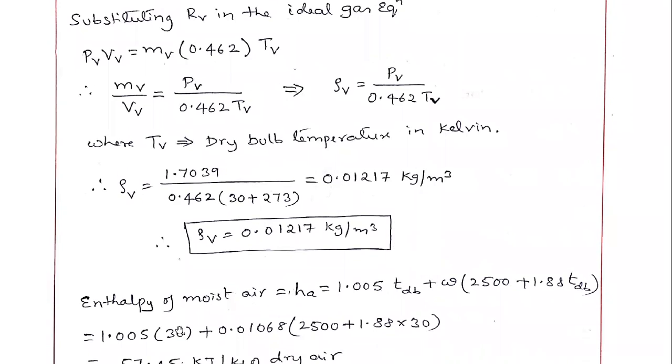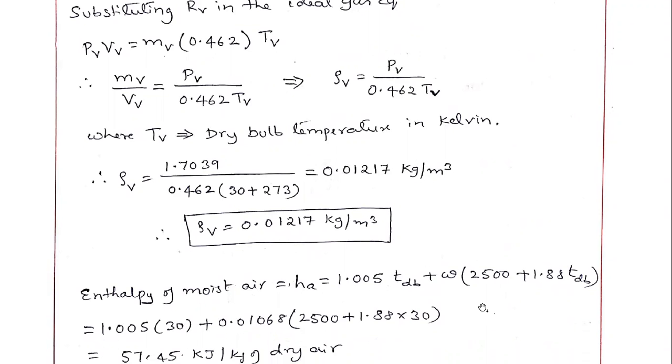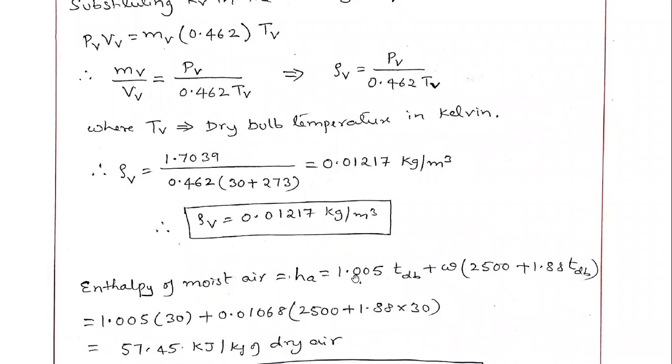Next, the enthalpy of the moist air, HA, will be equal to, we have to use this Carrier equation which says 1.005 TdB plus omega into 2500 plus 1.88 TdB. In some of the books it will be TdB minus TdP, in some it will be just TdB only. So I'm taking only this expression.